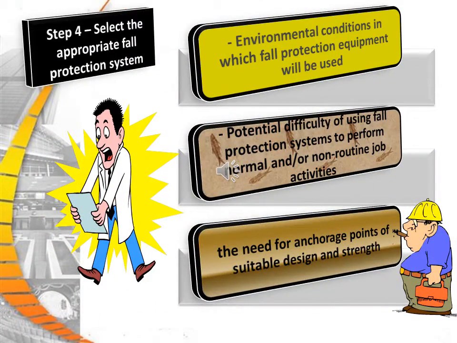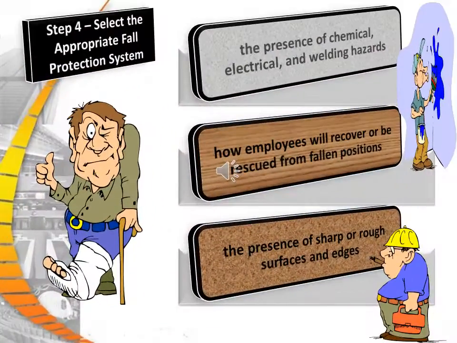Environmental conditions in which fall protection system equipment will be used, the potential difficulty in using fall protection systems to perform normal and non-routine job activities, and the need for anchorage points of suitable design and strength. When selecting appropriate fall protection systems, look for the presence of chemical, electrical, and welding hazards, how employees would be recovered or rescued from a fallen position, and the presence of sharp or rough edges and surfaces.